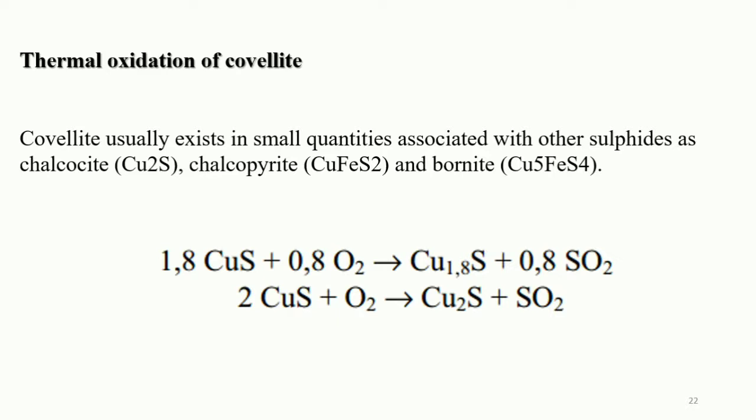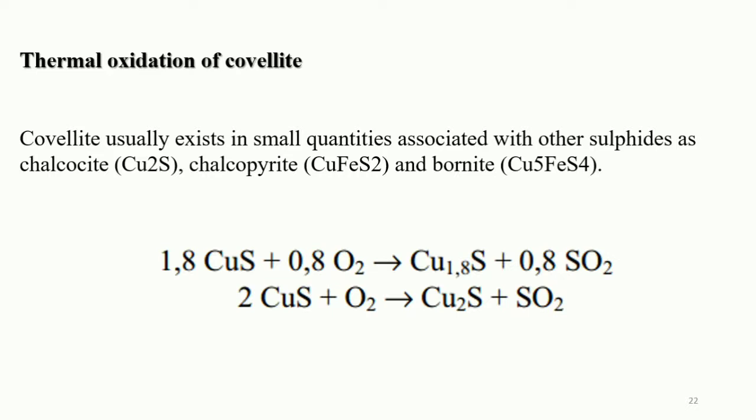Heating covellite in an oxidant atmosphere causes the formation of copper deficient compounds at low temperatures, and the oxidation to sulfates and oxides at high temperatures. So if we heat the covellite at quite low temperatures, we will get the copper deficient compounds, while at high temperatures we will get oxidation to sulfates and oxides.